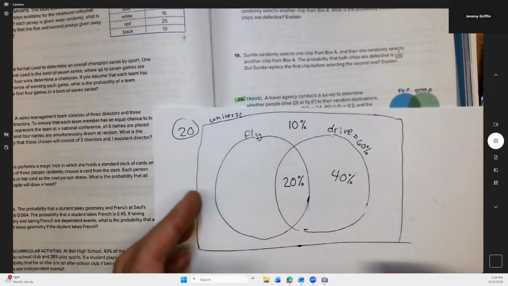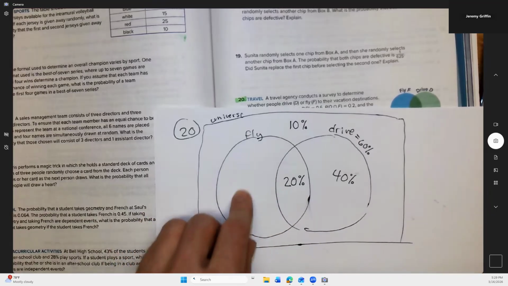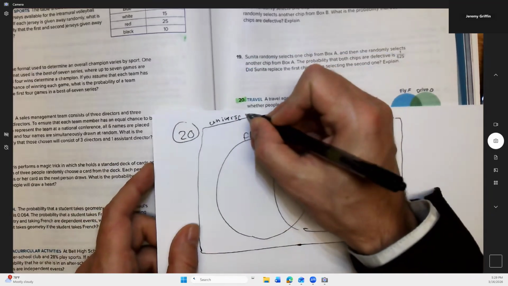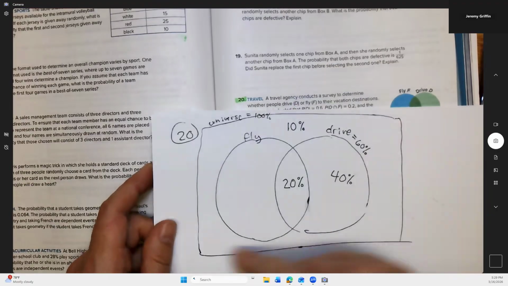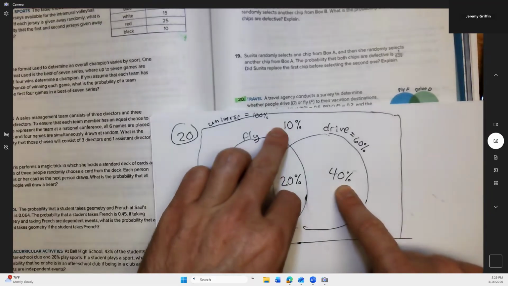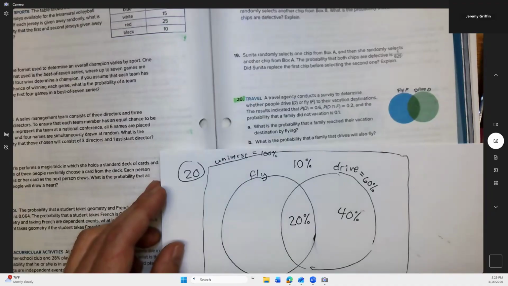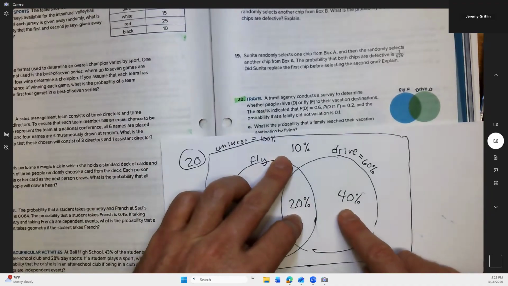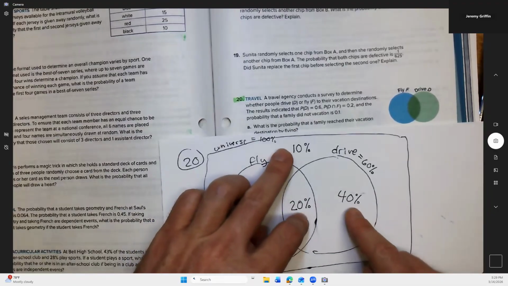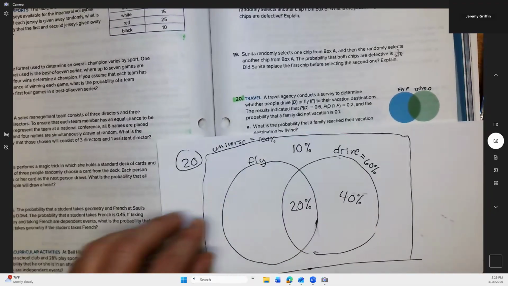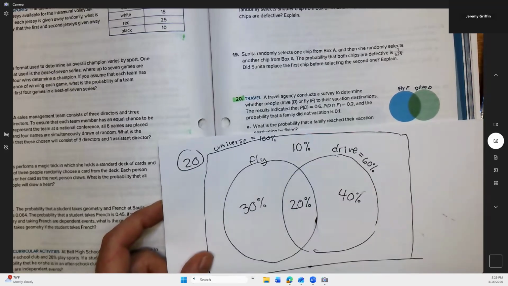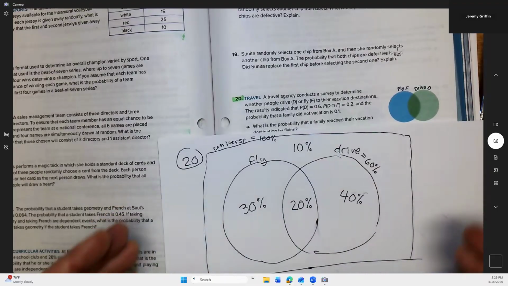Now, we have almost everything filled out except for the people that strictly flew and did not drive at all. But we can figure that out because I know the universe has to be 100% of people altogether. So I have 20 here, 40 here, that's 60, plus this 10 that did not vacation. We didn't forget the train. That's 70. You see this adds up to 70%. If that accounts for 70% of people, then this wedge that strictly flew must be the other 30%. So this has got to be 30% right here. Now we're up to 100% of people.